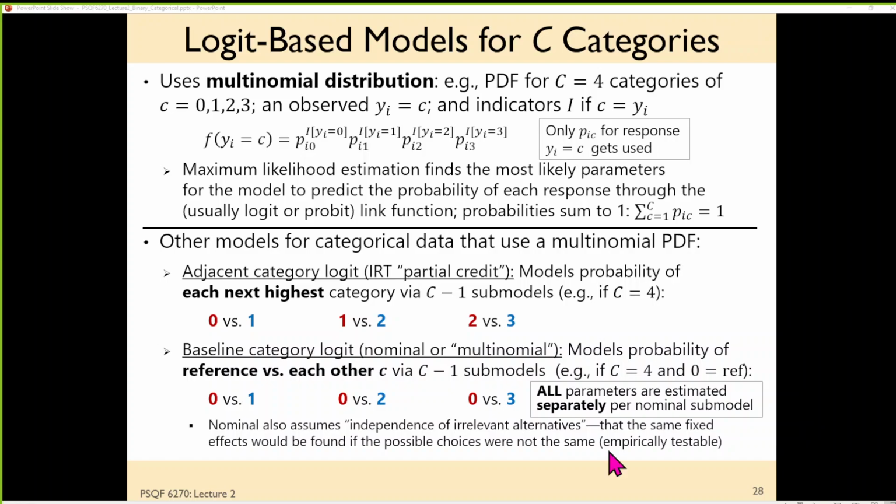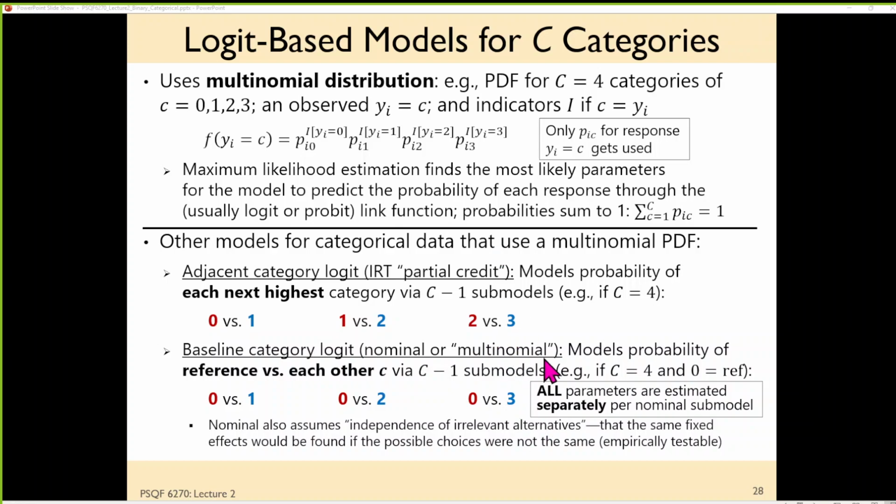I have a note here from your textbook. The Stata book has a section on this that I hadn't seen before, so I thought I'd throw it in here. It assumes independence of irrelevant alternatives, that basically the model works even if you were to remove one of the choices in one of the submodels. That doesn't seem like it is testable, but they provide a way to do so. So that's one other thing to keep in mind when you're talking about nominal.